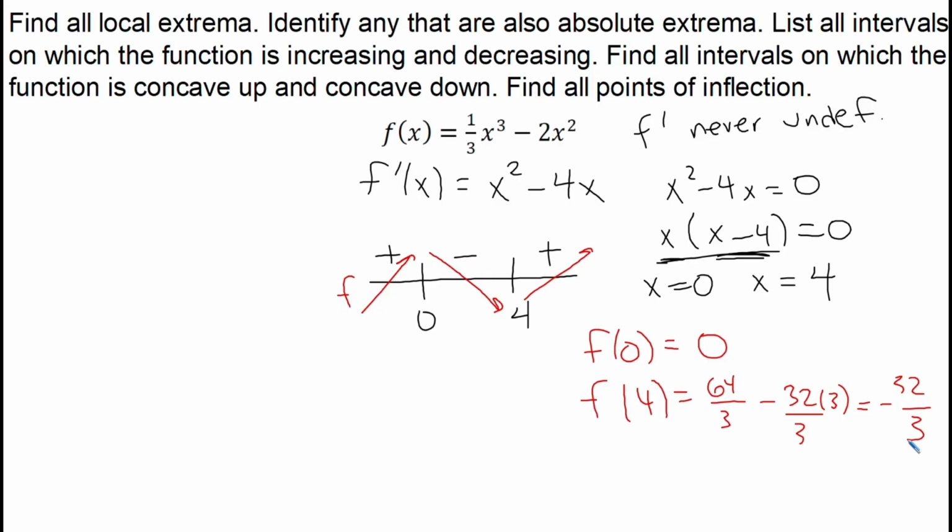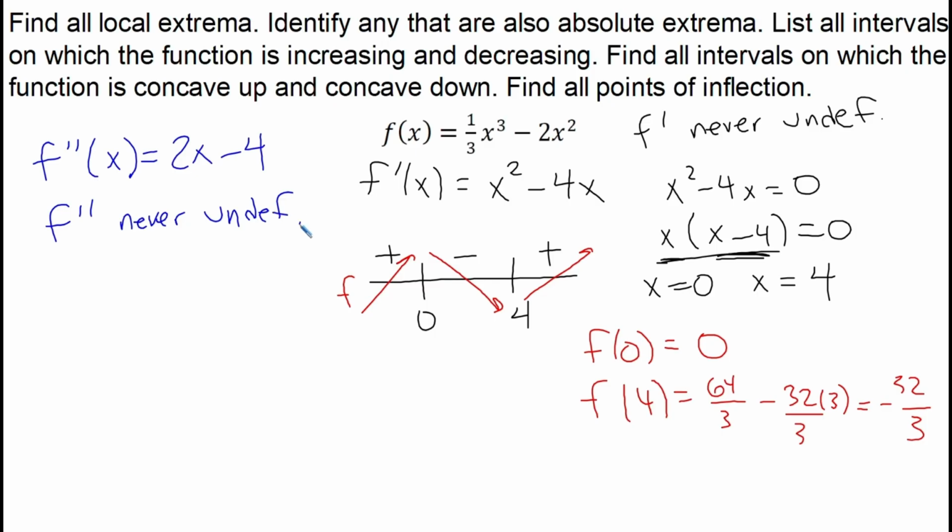But first we'll do our second derivative. So our second derivative here is going to be f double prime of x is just the derivative of x squared minus 4x, which is 2x minus 4. That's, again, never undefined, right, because it's just a polynomial function. But f double prime does equal 0 when 2x minus 4 equals 0, or when x is equal to 2. And I'm going to just note that this sign chart here was for f prime, because I'm going to have a second sign chart. I don't want to get confused.